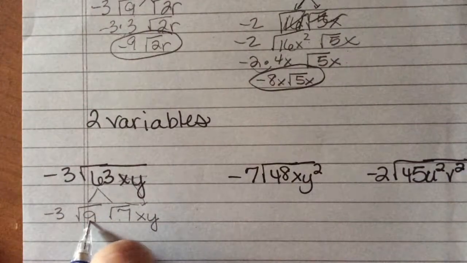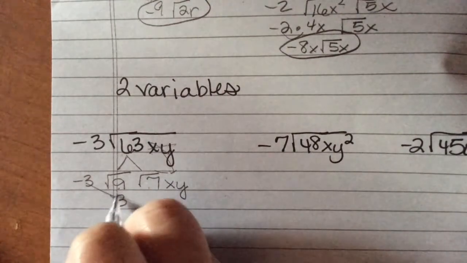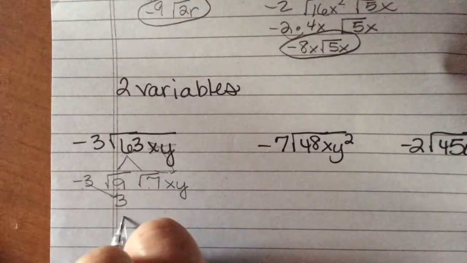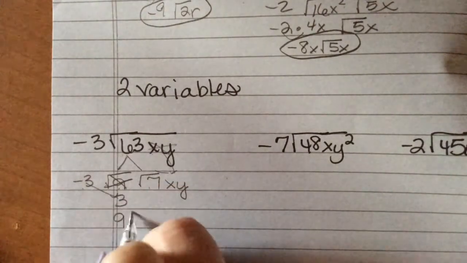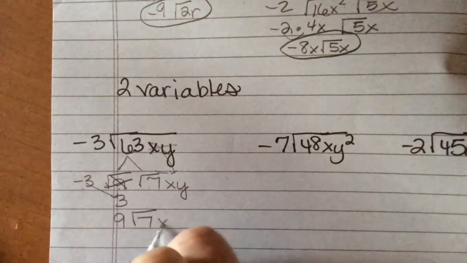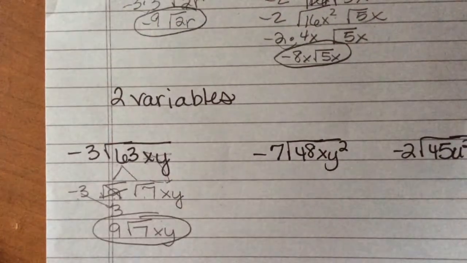So then the square root of 9 is 3. So it's going to become -3 times 3. So it'll be a 9 on the outside, but that 9 is gone there. And then the square root of 7x, y. And there's that one nicely simplified.